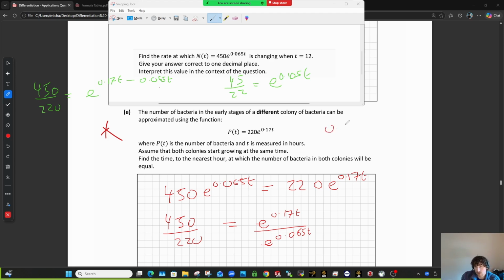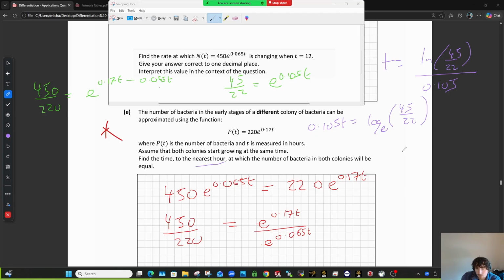So I'll just do it quickly here. I'll use another color. You just want to get t now. 0.105t equals log to the base e, the base stays the base, and that leaves room for this here, which is 450 over 220 as we had before. And so t equals ln of 45 over 22, all over 0.105. And these bacteria colonies have the same amount of bacteria at this moment in time. Let me type it in. 6.8 hours to the nearest hour.